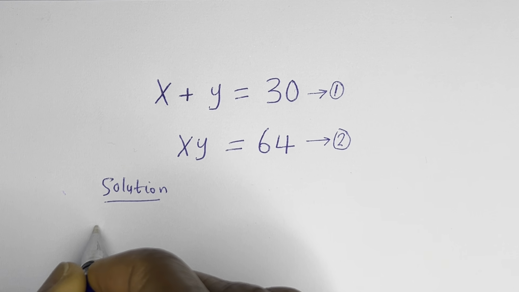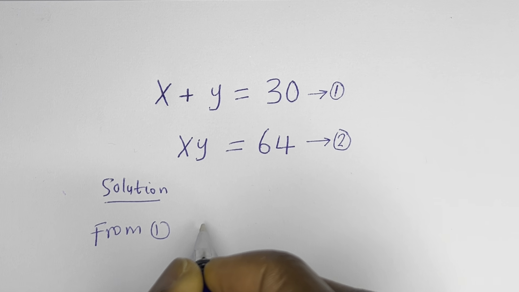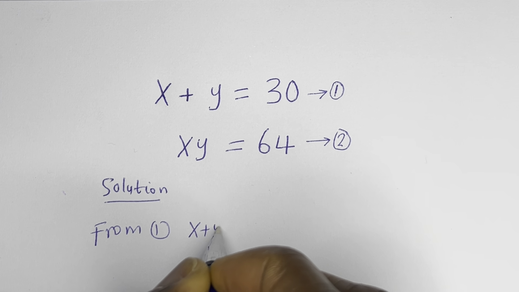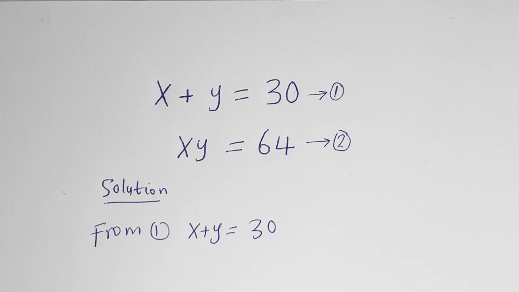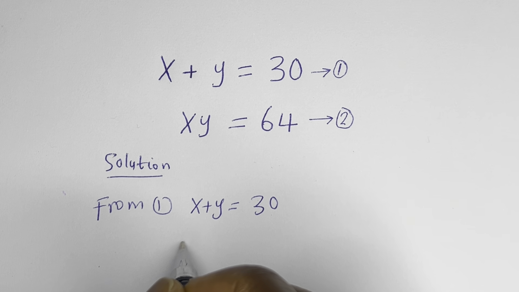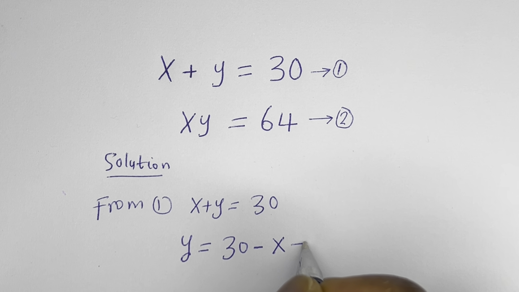From equation 1, x plus y is equal to 30. Let's make y the subject of the formula. y is equal to 30 minus x. Let's call this equation 3.